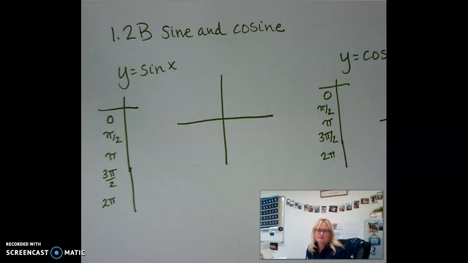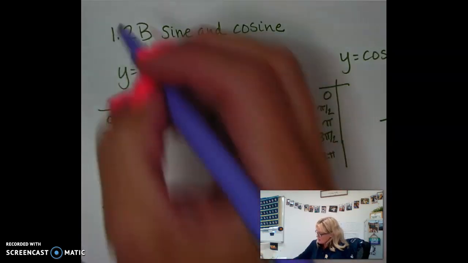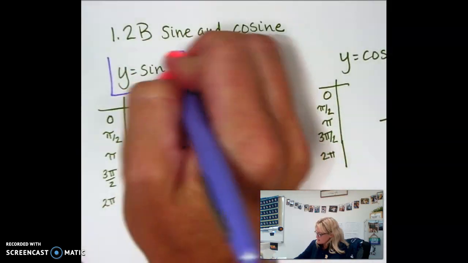Hi everyone, today we're going to talk about what the sine and cosine functions do, and a little bit of what their wave looks like. We call it a sine wave and a cosine wave. But to get started, I want to look at the equation y equals the sine of x.